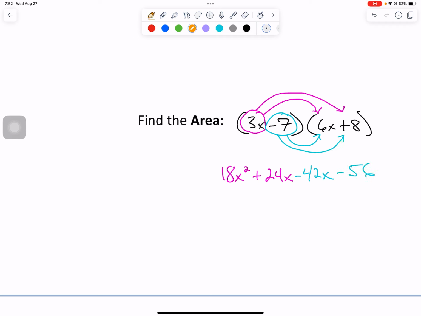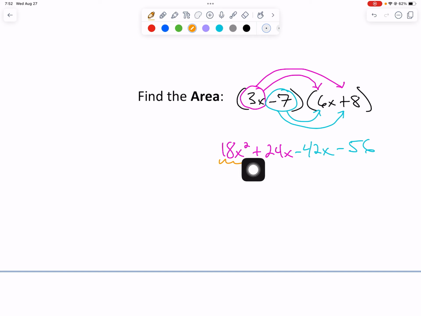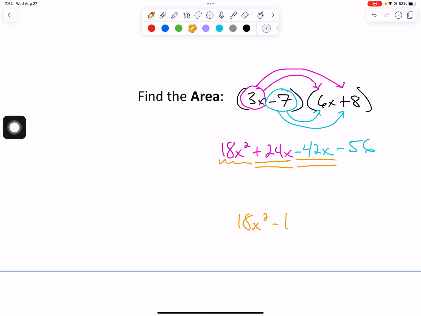From here, we will combine like terms, everything we've been doing so far. 18x squared, can I combine it with anything? I don't see another x squared. I'm just going to set it and forget it. Easy bake oven. I'm going to underline our 24x and double underline our minus 42x. I double underline both because they are like terms. They share the same variable x. 24 minus 42 is minus 18x. And our minus 56, or negative 56, cannot combine with anything. I'm going to circle it.